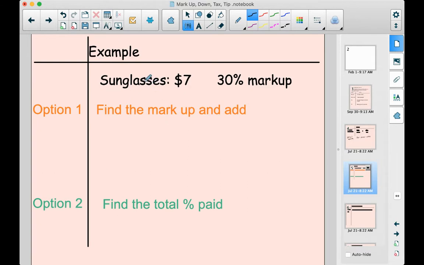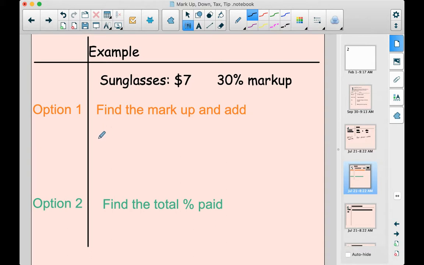All right, so let's look at an example. So the sunglasses, let's say the store buys them for $7 and they have a 30% markup. Okay, so they're going to add 30% of the cost of these sunglasses to determine what they're going to sell it for. So we've got a couple options here. Let's start with option one. Option one is pretty direct. We're just going to find how much the markup is and then just add it on to the price. So I'm finding 30% of $7. Okay, so I'm going to use the equation for this one.